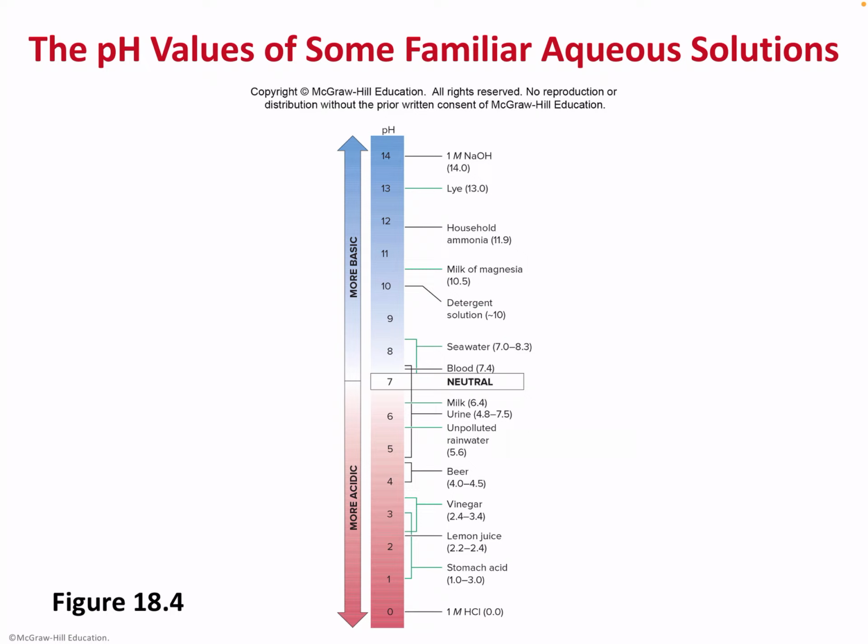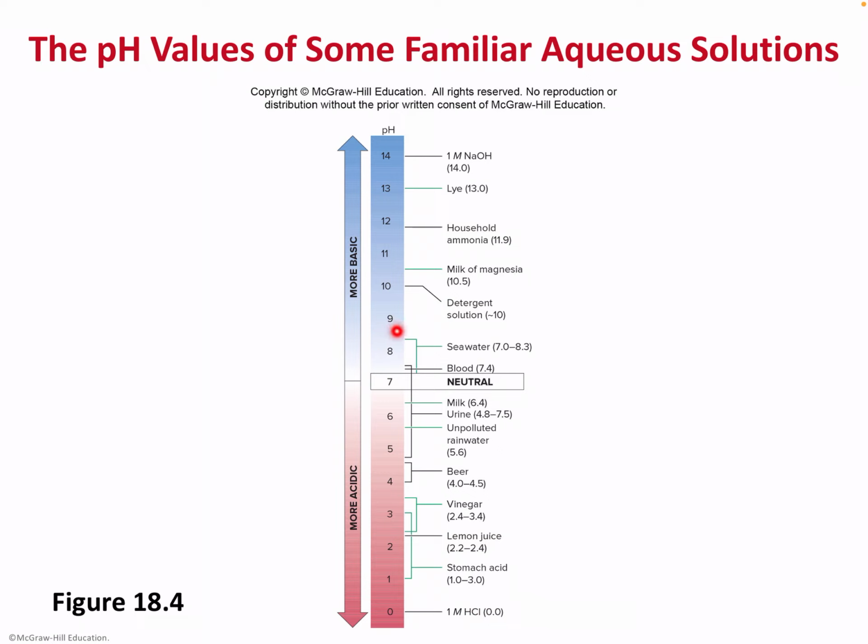So these are some of the pH values of familiar aqueous solutions. So here you see the neutral pH. The blue indicates basic and then the red indicates acidic. So from the neutral, then some of the acidic components are milk about 6.4, urine 4.8 to 7.5, rainwater, beer, vinegar. Vinegar is also acidic. Remember, vinegar is acetic acid, which is a carboxylic acid and a weak acid, 2.4 to 3.4, lemon juice, and then stomach acid, 1 molar hydrochloric acid. So they are all acidic.